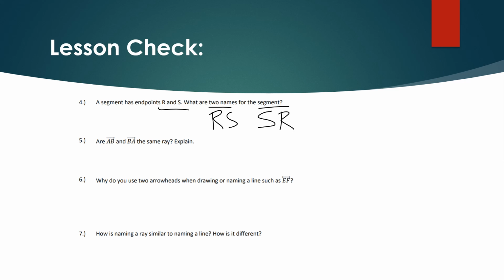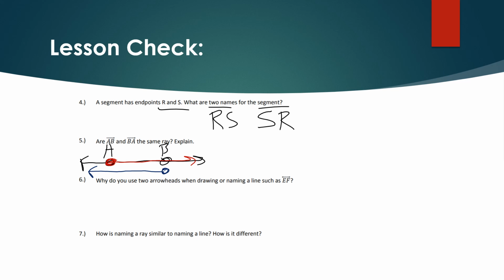In number 5, they're asking, are ray AB and BA the same ray? And to explain. So the answer is no. If we were to draw a line and put points A and B on it, ray AB would start at A and head towards B, where BA would start at B and head towards A. So they have an overlap of AB, but they're going in opposite directions, so they are definitely different rays.